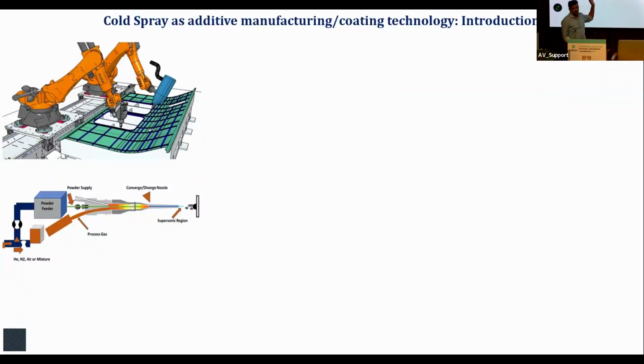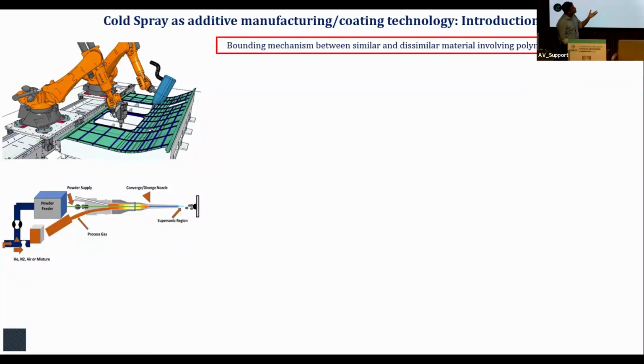Now, this technology, at least in Western countries, is quite used for metals. But when our group started working on this, very few had worked on polymers. So we have worked in that direction. The first thing that we explored is the mechanism by which the bonding actually happens. Basically, there are two mechanisms which govern.